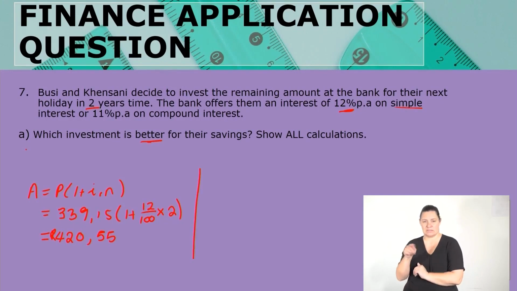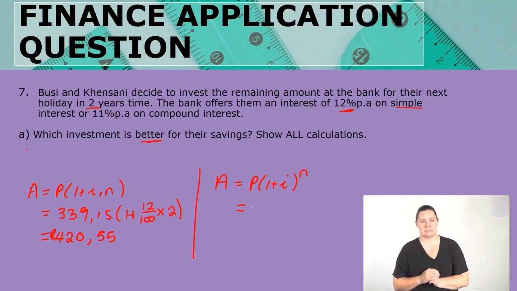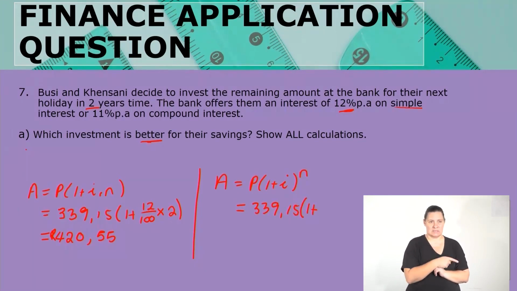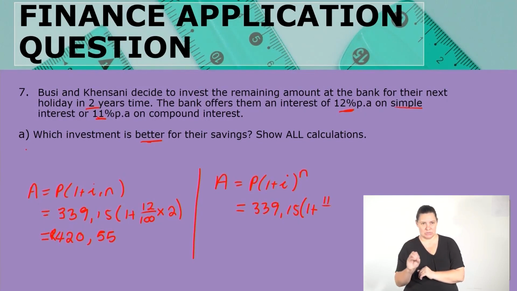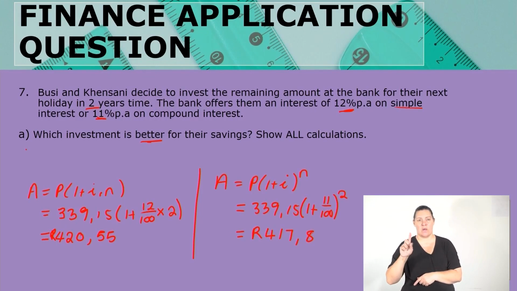If we do the compound, that formula has the exponent in, which is the period. We are still dealing with the same amount because we want to find out which one is better. The interest with the compound was now 11%. So that is going to be 11 divided by 100. And now the 2, which is the period, is going to be the exponent. You punch that in as it is, and your answer is going to be 417 and 87 cents.